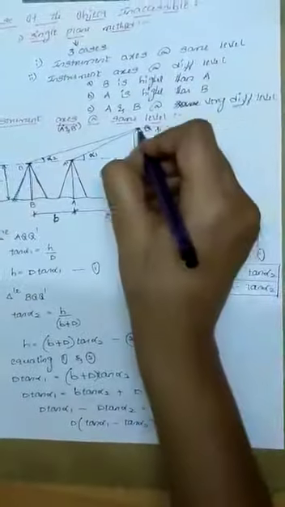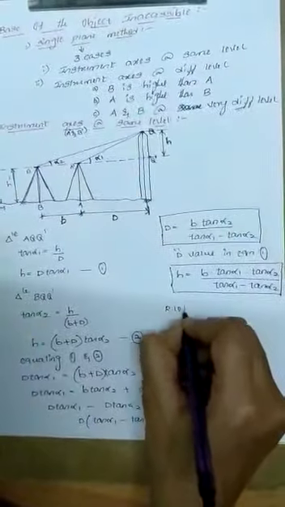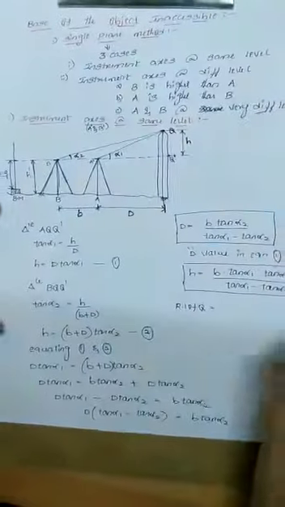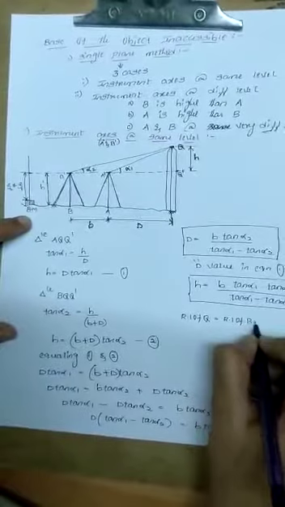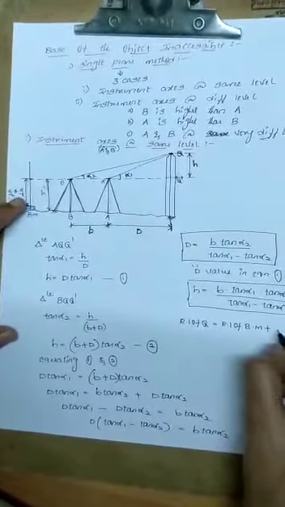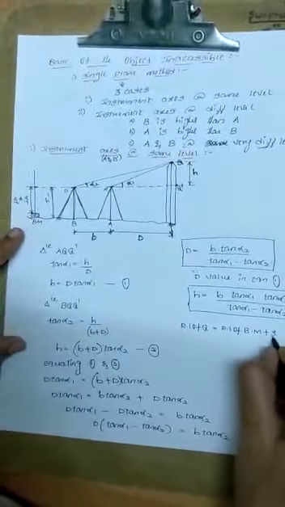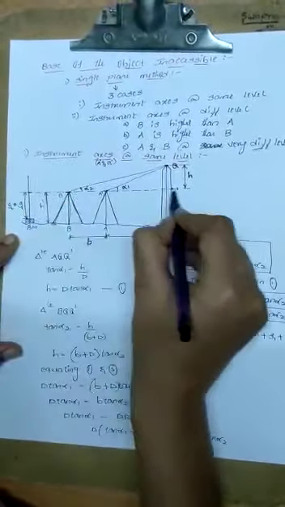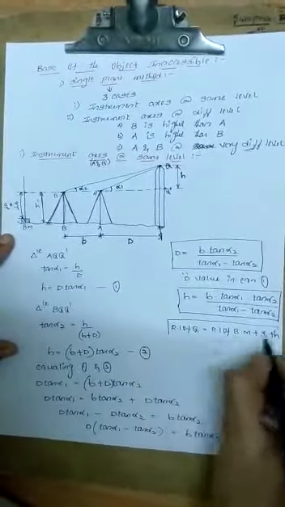Next is to calculate the RL of Q. RL of Q is given by what? RL of Q equals, if you know the RL of benchmark and the staff reading, the formula is RL of benchmark plus the staff reading. Either you can write S1 or S2, both are the same because the instrument stations are at the same level. I will take it as S1, right? RL of benchmark plus S1 plus H. This is the formula to calculate the RL of Q value.